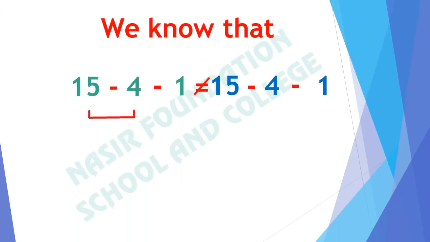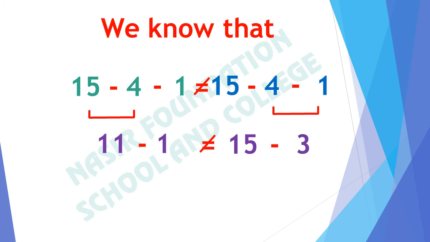4 is subtracted from 15 in the first step. We get 11. Now we will subtract 1 from it. On the other side, we are subtracting 1 from 4 and we will get 3. In the left hand side, if we subtract 1 from 11, we get 10. In the right hand side, if we subtract 3 from 15, we get 12. And 10 is not equal to 12.